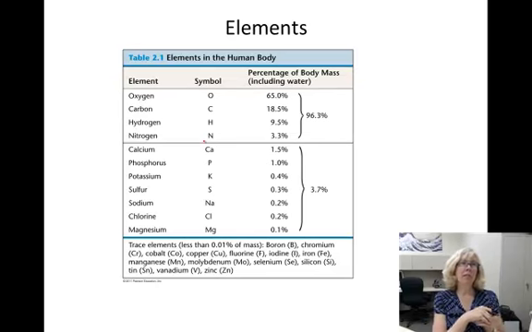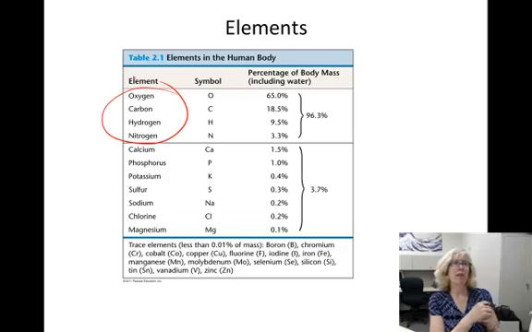There are 25 elements that are essential for biological life, and the most common by far are these: oxygen, carbon, hydrogen, and nitrogen. And the others occur in much smaller amounts.